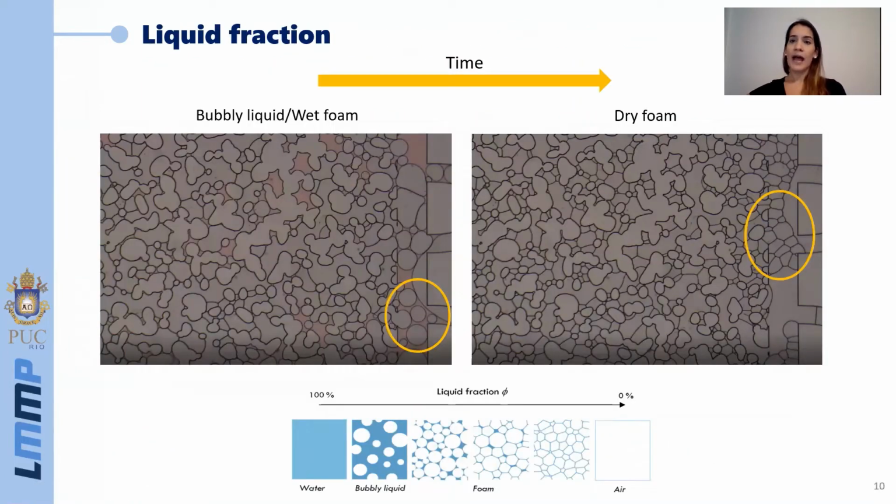During time, we have a decrease in the liquid fraction. So in the beginning of the experiment, we have a higher liquid fraction, and the bubbles have these circular shapes here. And at the end of the experiment, we have a lower amount of liquid. Here, it's less than 1% of liquid. We have these structures called diaphragm. The bubbles have these polyhedral shapes with curved edges.